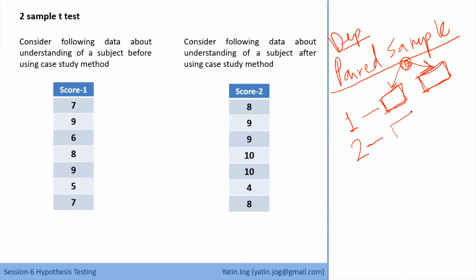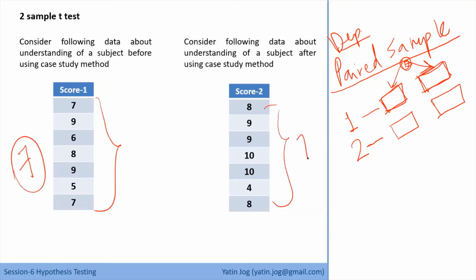For data point number 2, I have a before observation and an after observation, and likewise for the others. I'm keeping my objects the same. The 7 students which I'm using, I'm keeping the same for the second test also. I'm not changing the students, and I'm not changing the class. The 7 students are the same, my objects are the same. What I'm doing is storing the scores of the first test and the scores of the second test, and comparing them to check whether there is any positive effect of the case study method.